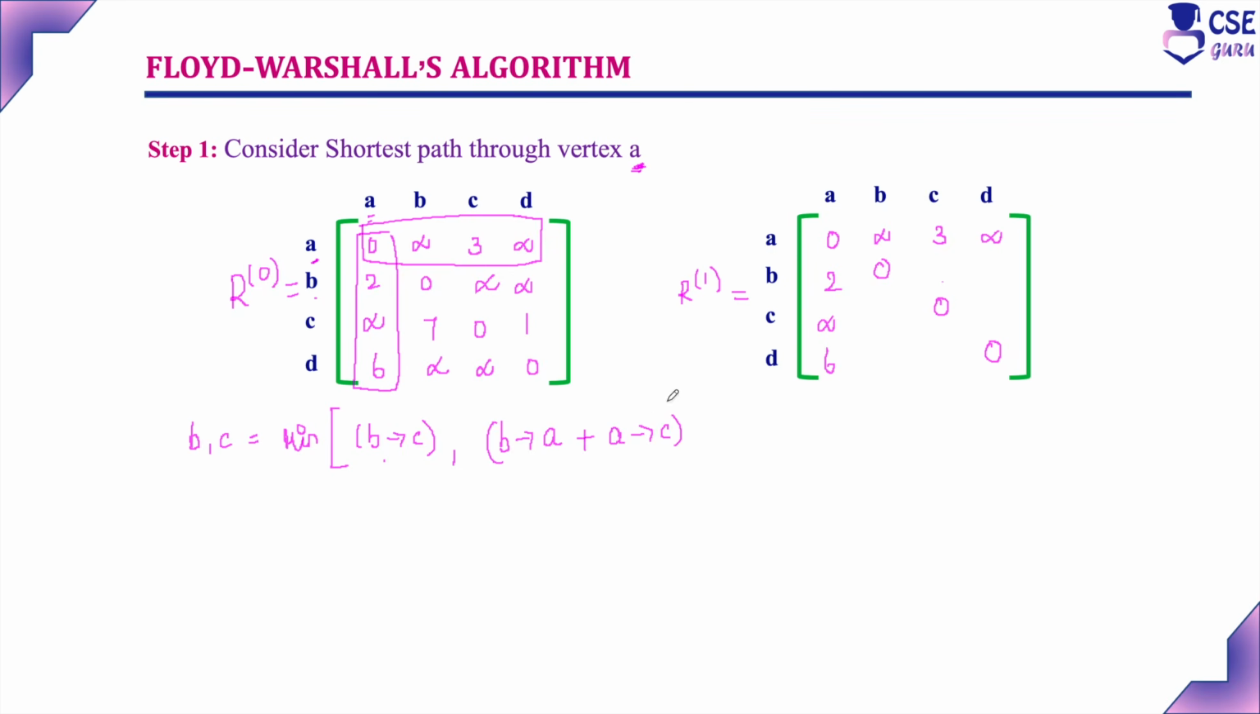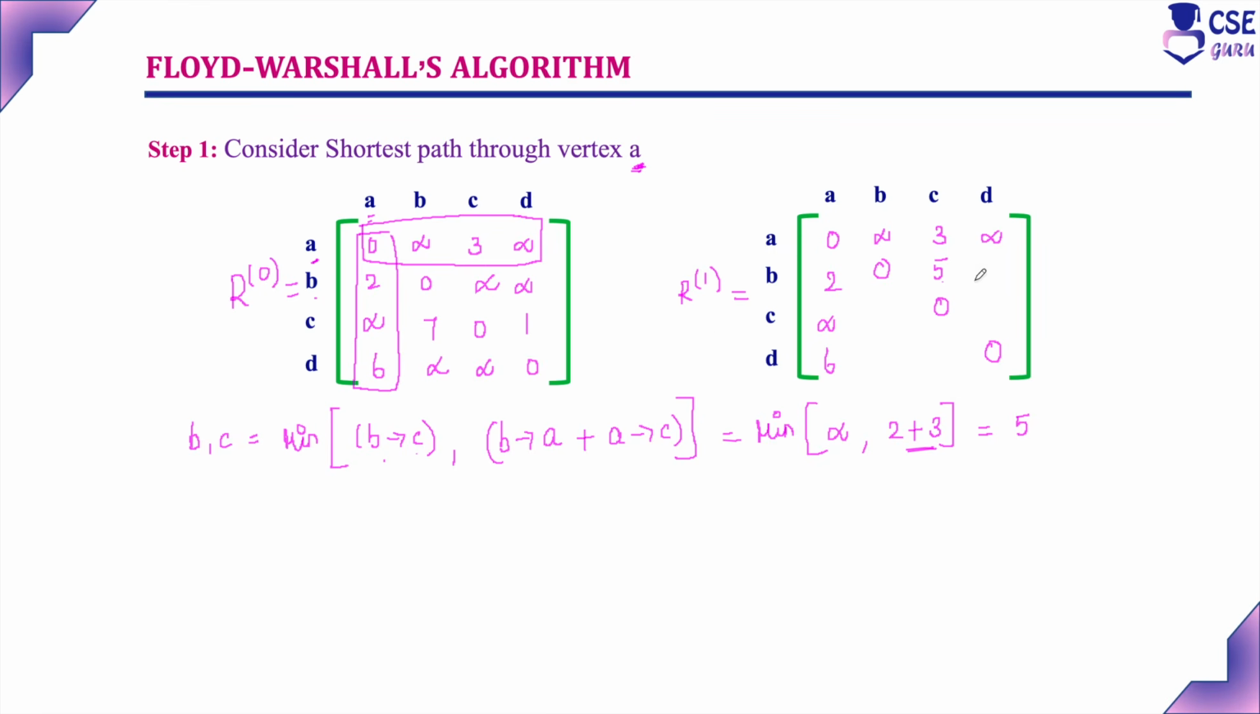So, what is the minimum value we need to consider? Here, the minimum of B to C is infinite, and B to A is 2, plus A to C is 3. So, we will get 5 as the shortest distance. Likewise, we need to find for all other values.